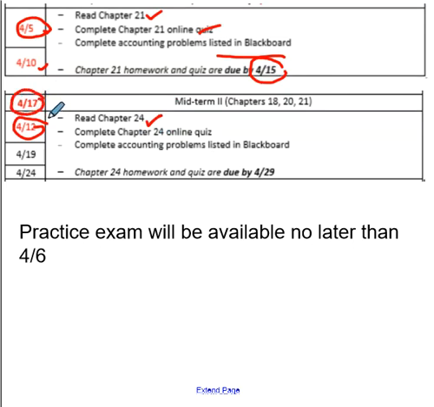That will give you some more time to study, and also it will coordinate with the due date of our Chapter 21 homework being due on April the 15th. So the midterm is going to be on April the 17th, and again it will be over Chapters 18, 20, and 21. The other area that I need to emphasize is that I will have a practice exam issued, and it should be available no later than the evening of April the 6th, which is this coming Friday.